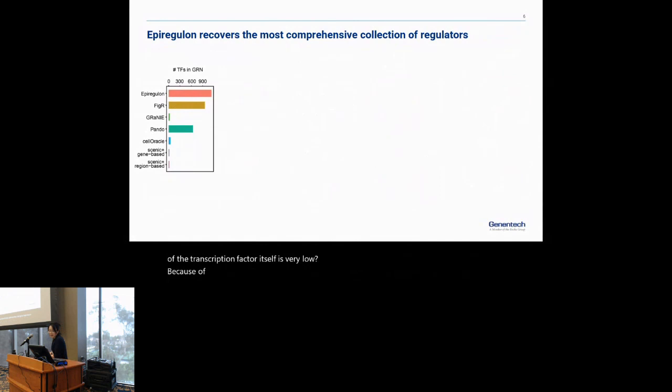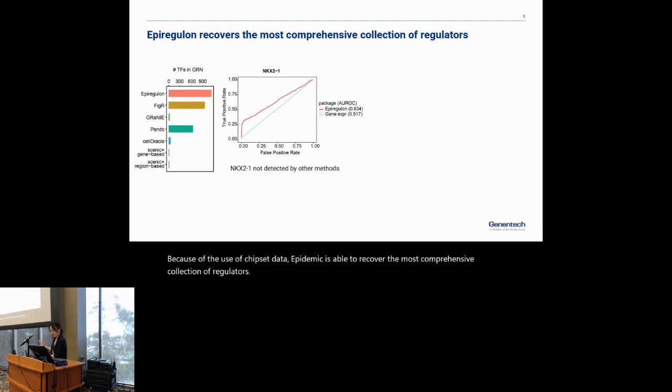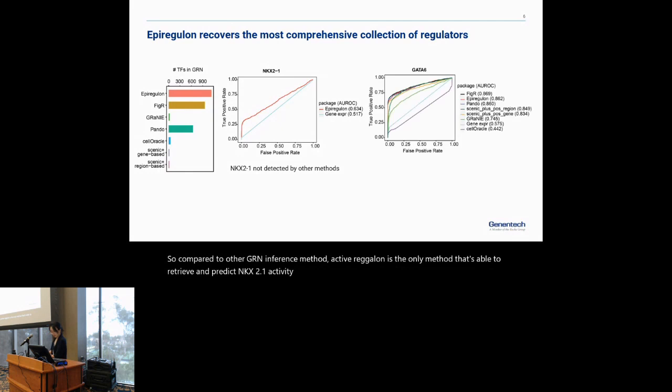Because of the use of ChIP-seq data, Epiregulon is able to recover the most comprehensive collection of regulators. So compared to other GRN inference methods, Epiregulon is the only method that's able to retrieve and predict NKX2.1 activity. For GATA6, most of the other GRN methods could also calculate this ROC curve, which is defined by the ability of the TF activity to cluster the cells according to the correct barcodes. And in this case, Epiregulon is ranked number 2.